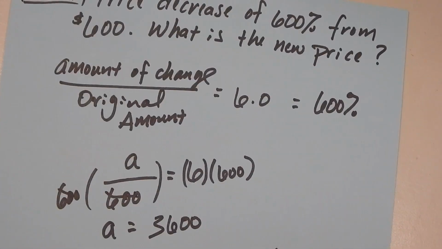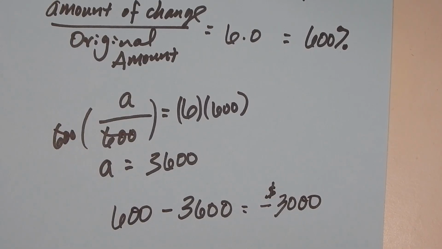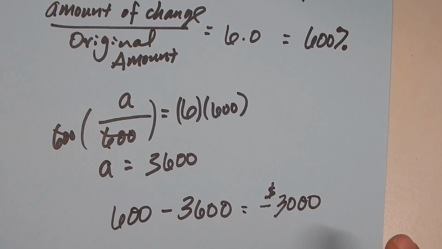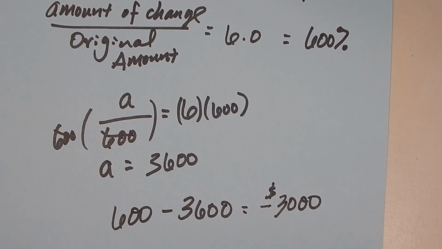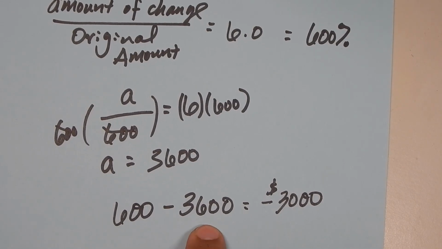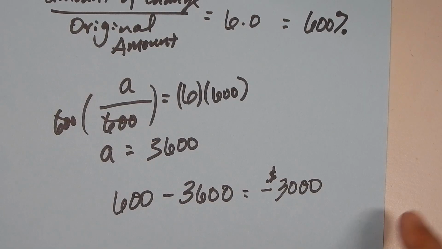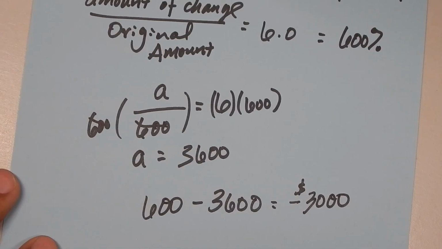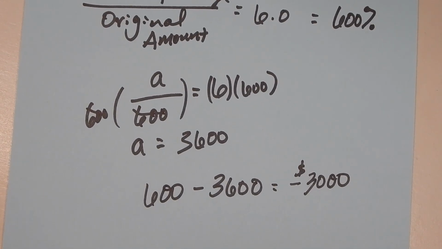So what does that mean in the context of the problem? Well, what that means is if you were paying for something and they said, oh, it's 600% off today, you would get the item for $600, and then they would give you $3,600 in addition to giving you the item. So you get the item and $3,000 in change. Okay, so that is percent of change.